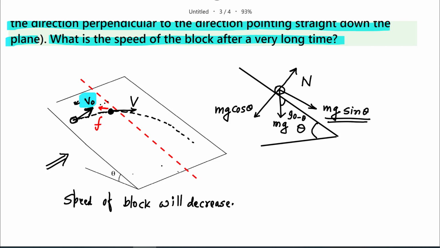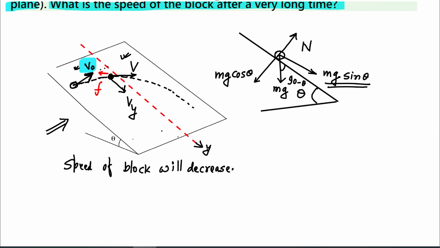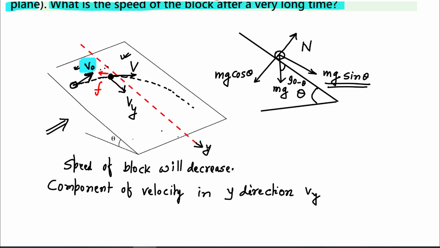And what about the component of this velocity along the plane? Let's call this direction the y-direction. What will happen to the component of the speed in the y-direction? This speed will increase because there is a driving force mg sin theta. So we can say the component of velocity in the y-direction, which is v y, will increase.